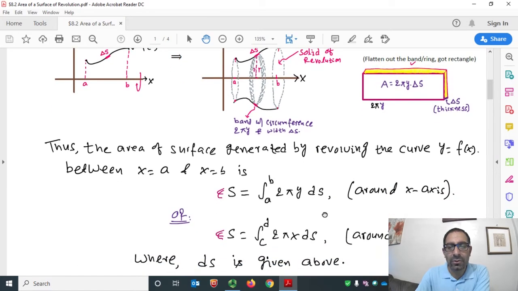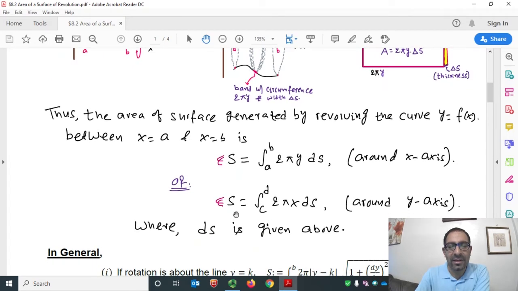Similarly, when we rotate the curve around the y-axis, then our formula is exactly the same idea. S equals the definite integral from c to d of 2 pi times the radius times ds, that is 2 pi x ds, where ds is given above. Awesome. Now let's move on.